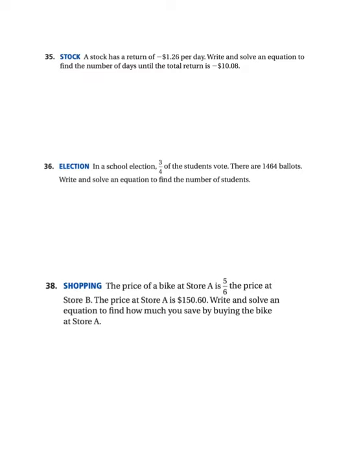All right, now for number 35, we have a stock has a return of $1.26 per day. Write and solve an equation to find the number of days that it will take to get a total return of negative 10.08. So this will be negative 1.26 times however many days equals negative 10.08. So to solve this, I just need to divide both sides by negative 1.26.